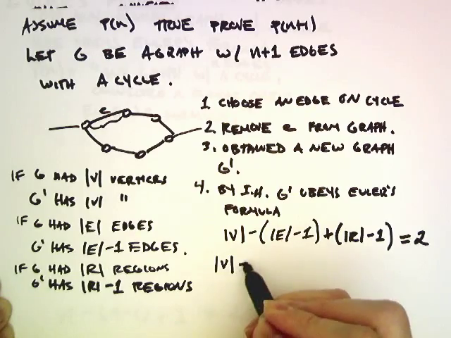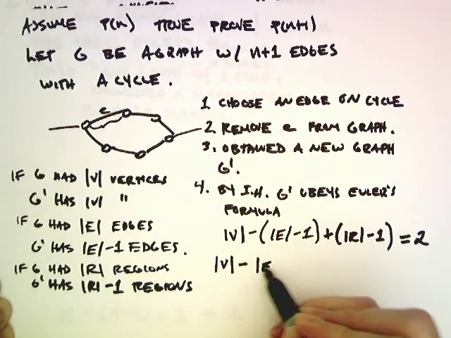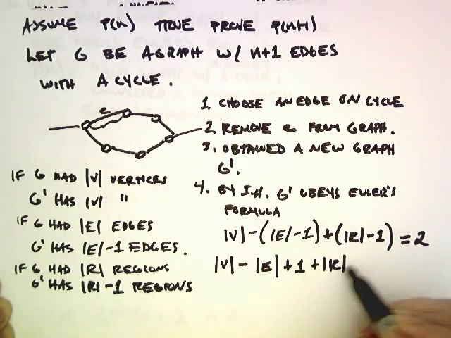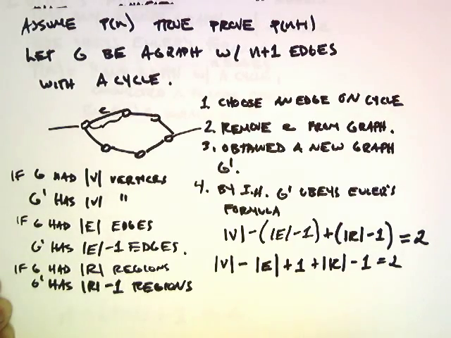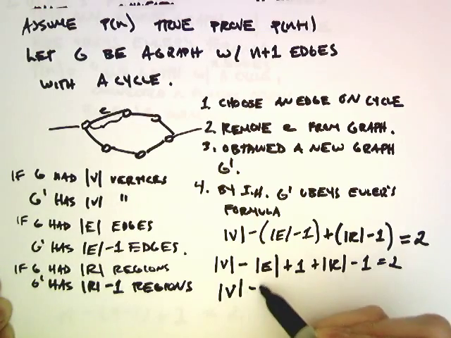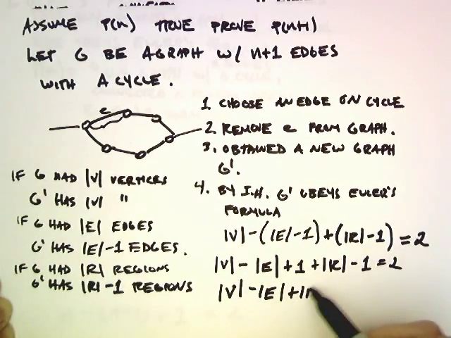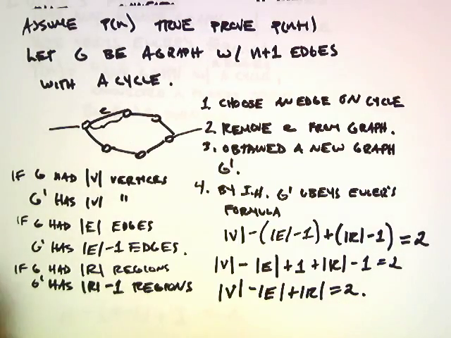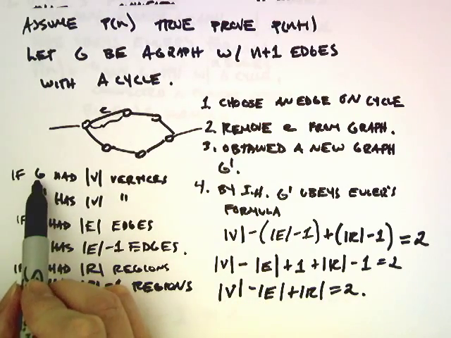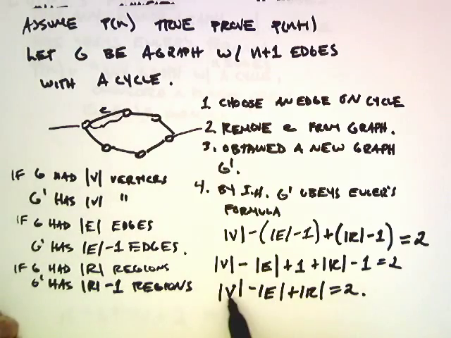So this is V minus E plus 1 plus R minus 1 equals 2. And then I have 1 here and minus 1 there. So I'm left with V minus E plus R equals 2. But notice this is exactly what we wanted to prove. We took G and we proved it has n plus 1 edges. We proved that G's vertices minus its edges plus its regions equals 2.